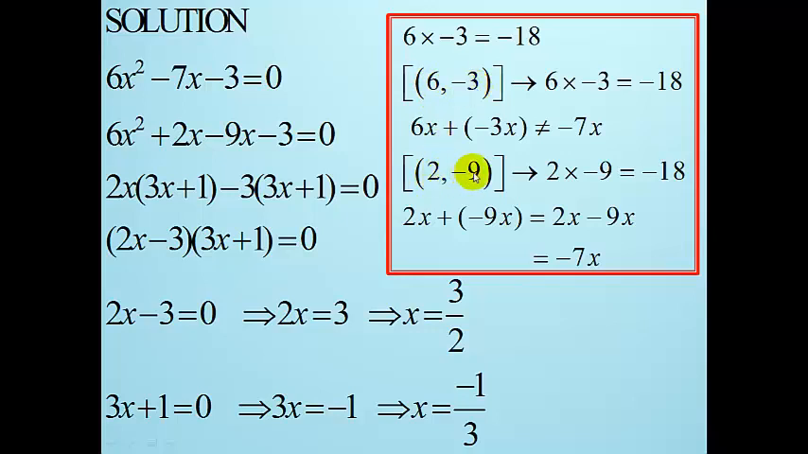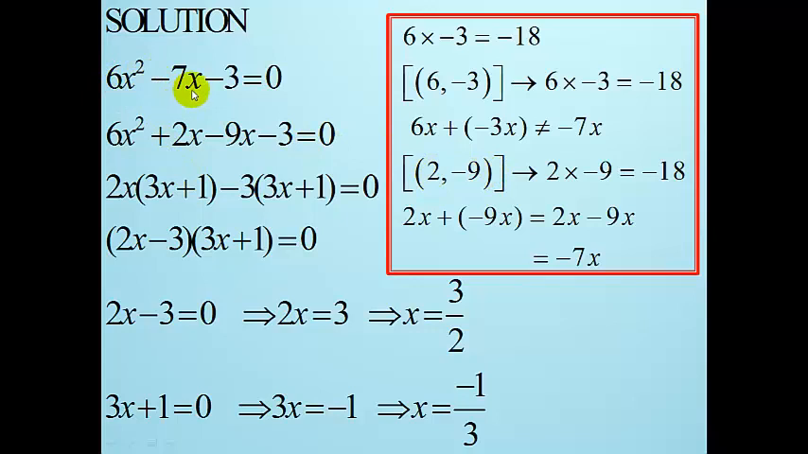Now, let's take 2 and minus 9. The first thing we do is to multiply. So 2 times minus 9 is equal to minus 18. Now, we are getting the same minus 18. But let's add and see. 2x plus minus 9x is equal to 2x minus 9x, because the coefficient of the bracket is 1, so plus 1 times minus 9x will give us minus 9x. Now 2x minus 9x is equal to minus 7x, which is equal to minus 7x in the quadratic equation. And therefore, we use the numbers 2 and minus 9.